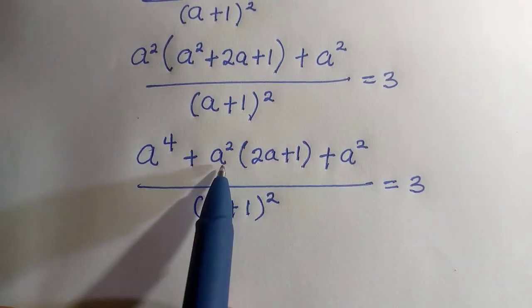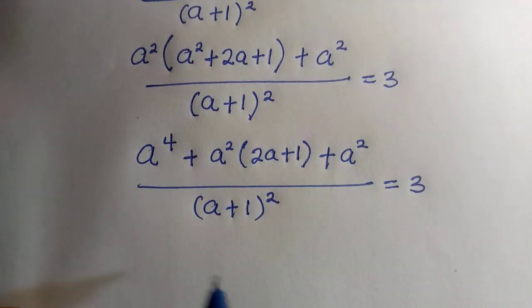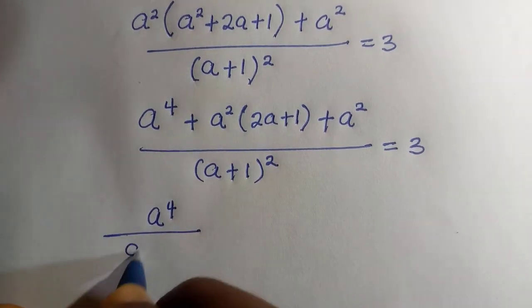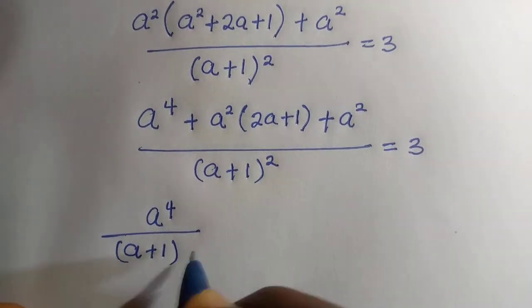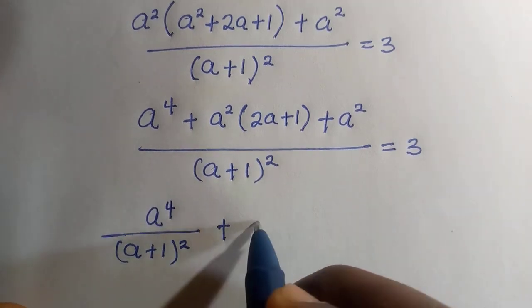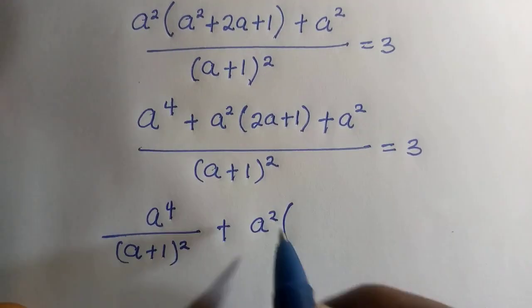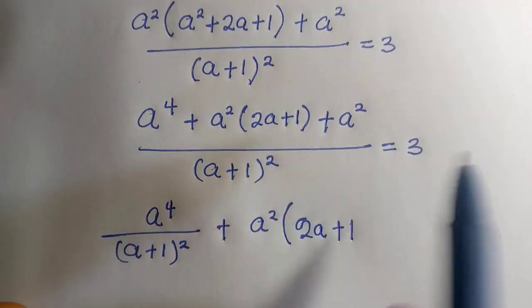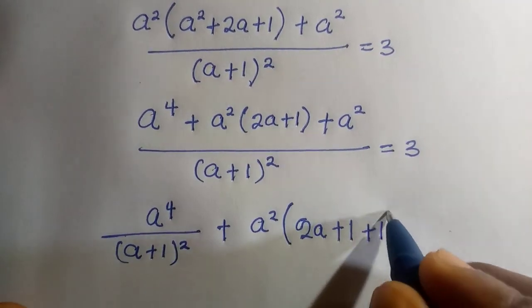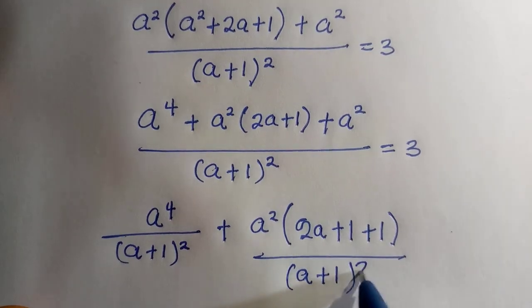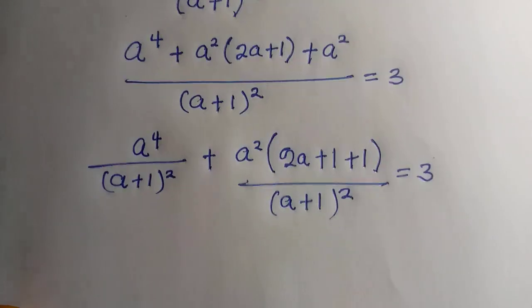So with this one, we have this as a squared and this also a squared. So we have a to the power of 4 divided by this. By separating it, we have a to the power of 4 divided by (a plus 1) raised to power of 2. Then plus, so here is a squared and here is also a squared. Suppose I factor it out. So here we are going to have this as (a squared plus 2a plus 1). And when we factor this out, it also gives us 1 in bracket. And all this also divided by (a plus 1) raised to power of 2 equals 3.